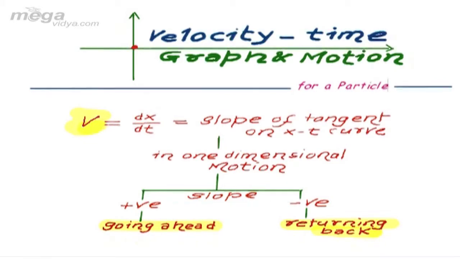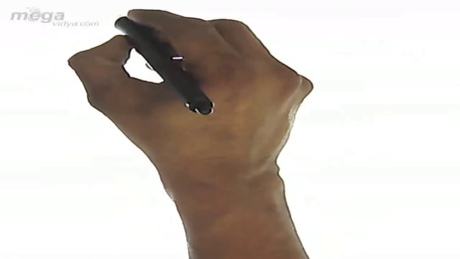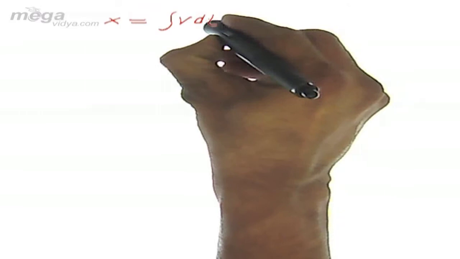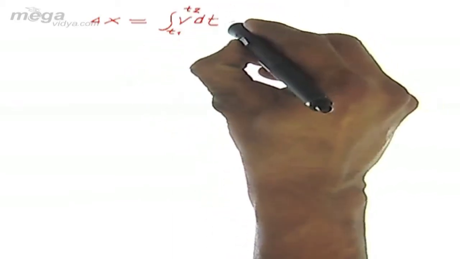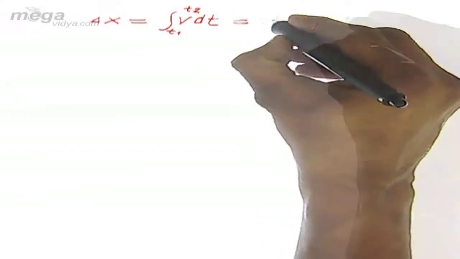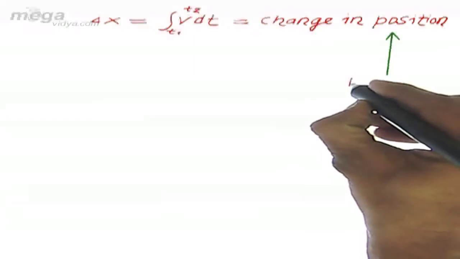Then, as we know, differentiation or finding the slope is basically the reverse process of integration or finding area under the curve. So we can say that by using the relation, x equal to the integration of the velocity function with time over a certain time interval, say t1 to t2, it gives us the change in position. Here change in position may also be considered as displacement.